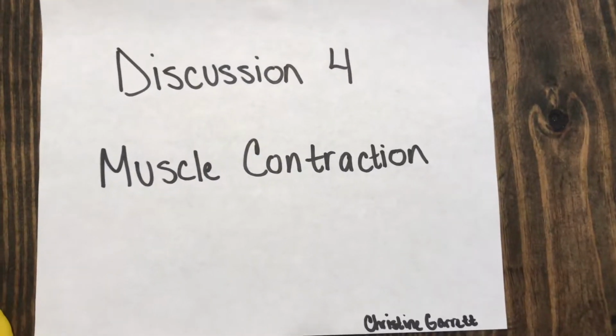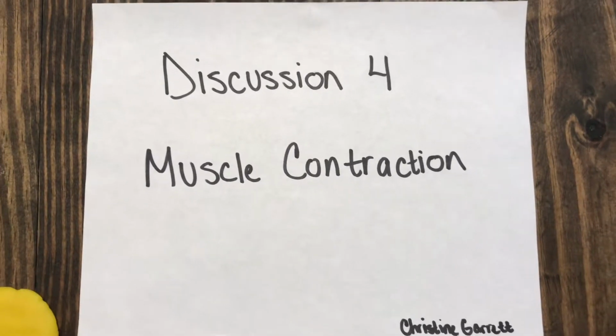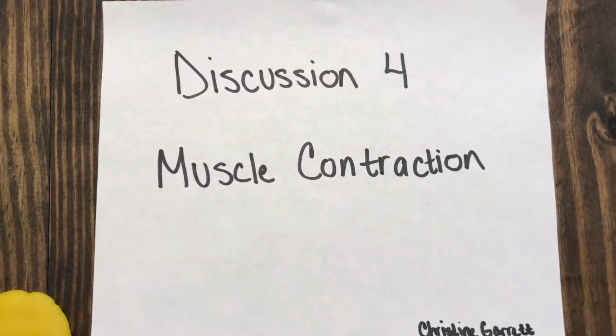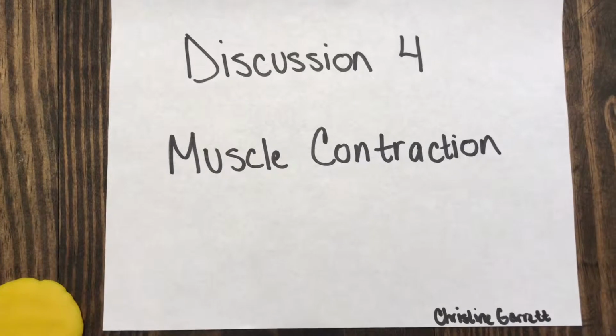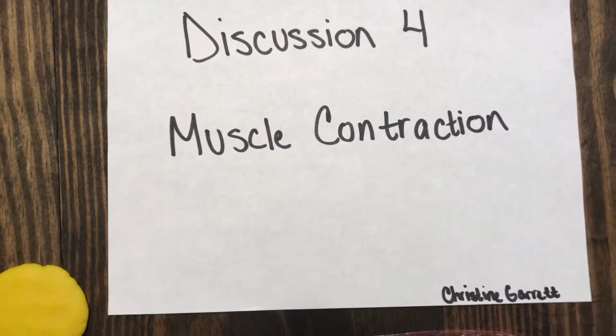Hello, today I will be talking about the steps in muscle contraction. First, I will start with the excitation-contraction coupling, which are the events that link action potentials on the sarcolemma to activation of myofilaments, which is in preparation of the muscle to contract.